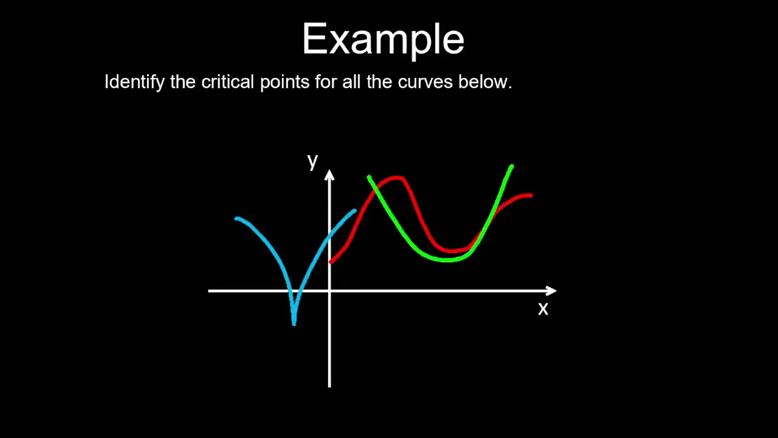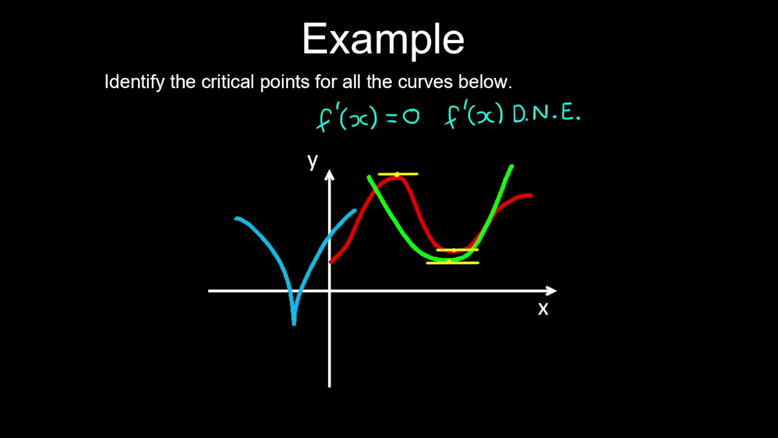Let's identify the critical points for all the curves below. So recall that a critical point is where the curve changes direction, so the derivative is equal to 0, or the derivative is undefined or does not exist. So for this red curve, we can see that this point here has a 0 slope, or a horizontal tangent to the curve, and so does this point. So these are critical points. And for the parabola, this here is a critical point for the same reason, where the derivative is equal to 0.